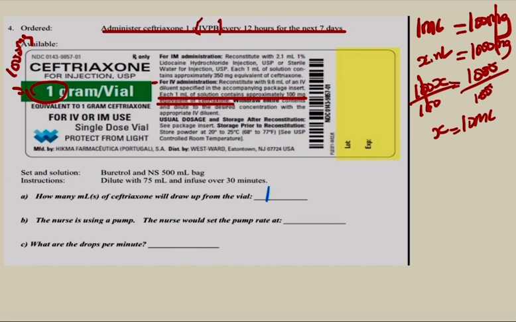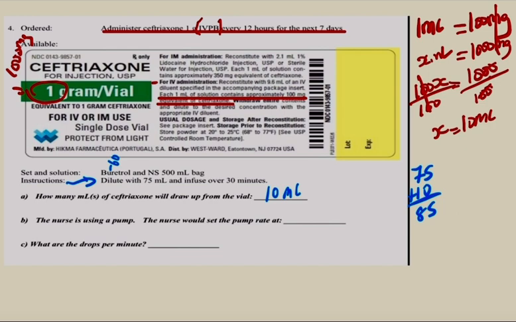Now, the nurse is using a pump. The nurse would set the pump at what rate? So this is where they really try to trick you. You see where they have this set and solution, Buretrol. We know that Buretrol is 60 drops per milliliter, and normal saline 500 milliliter bag. They didn't tell us to do anything with that, we don't even know what that is. So I'm not going to bust my brain trying to figure it out. What I do is I just move on.